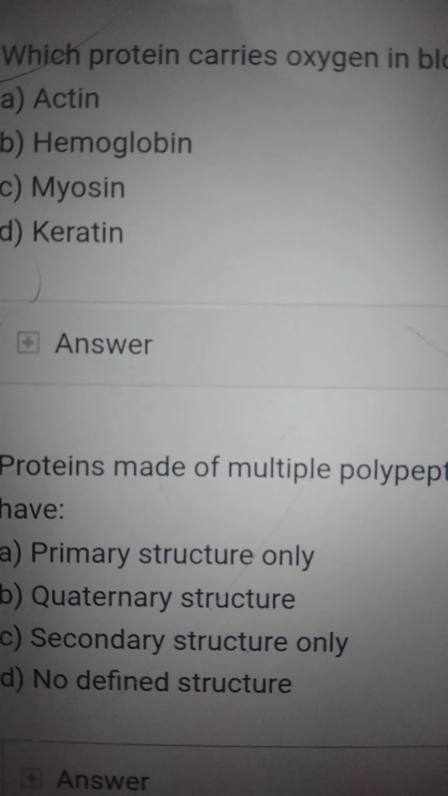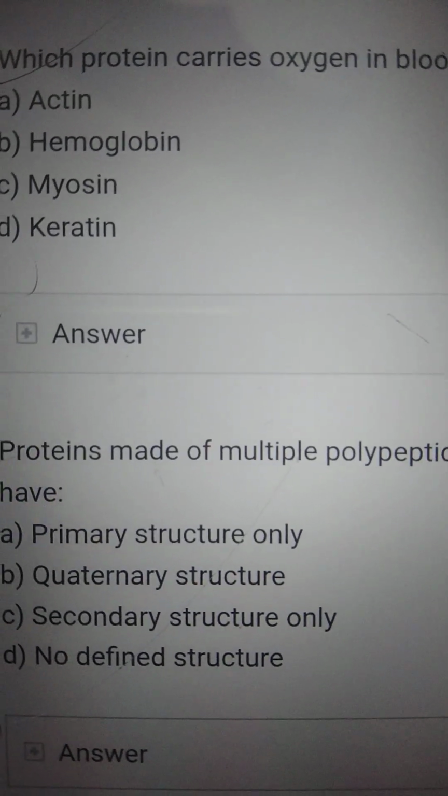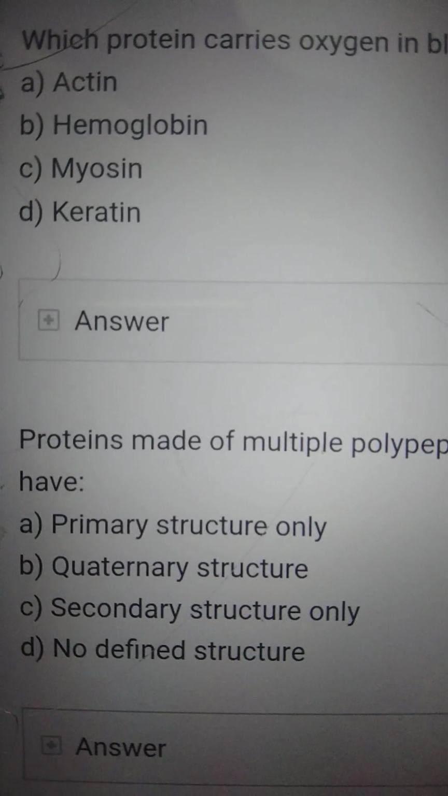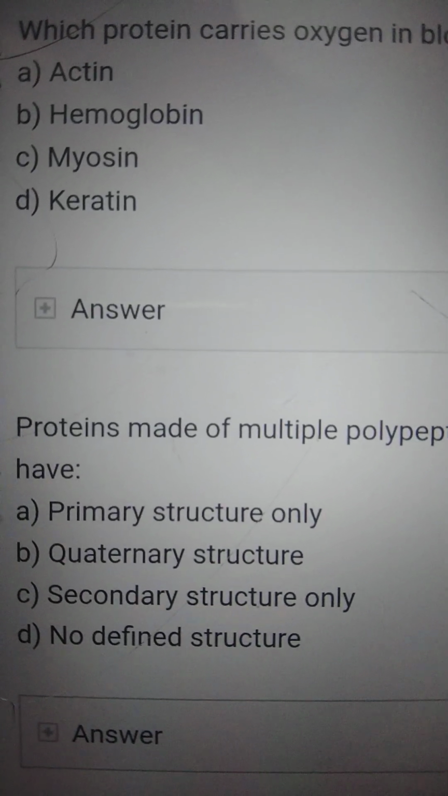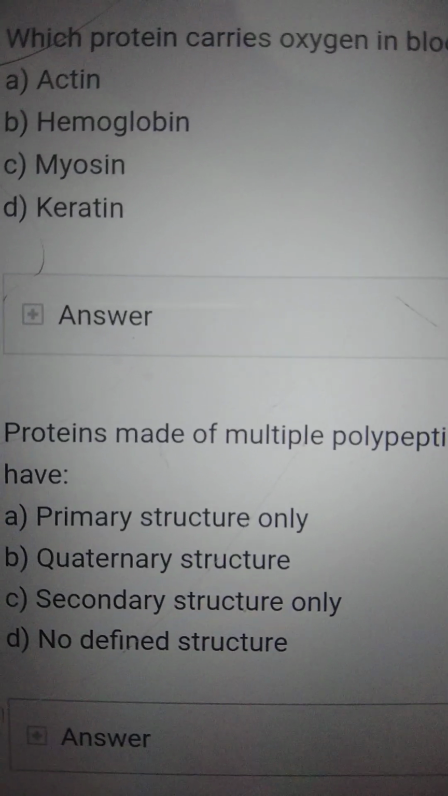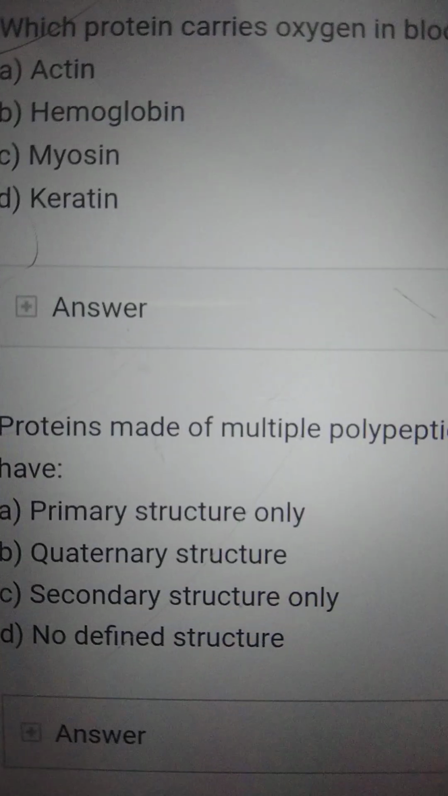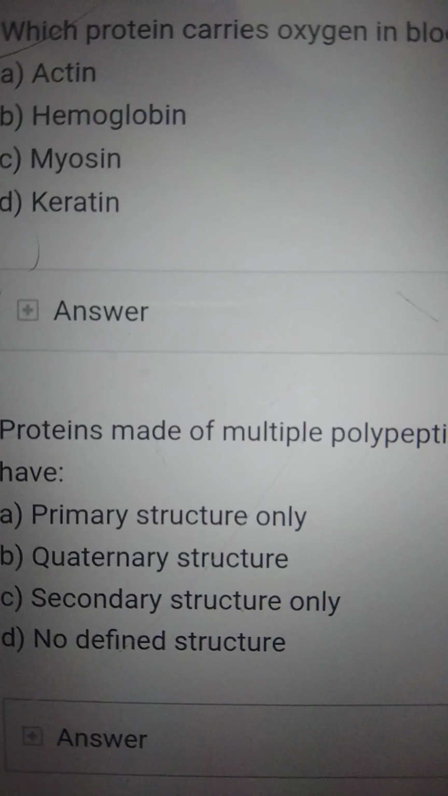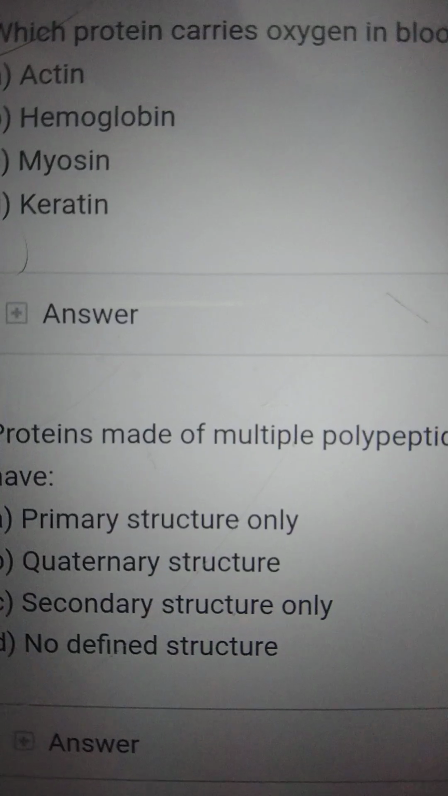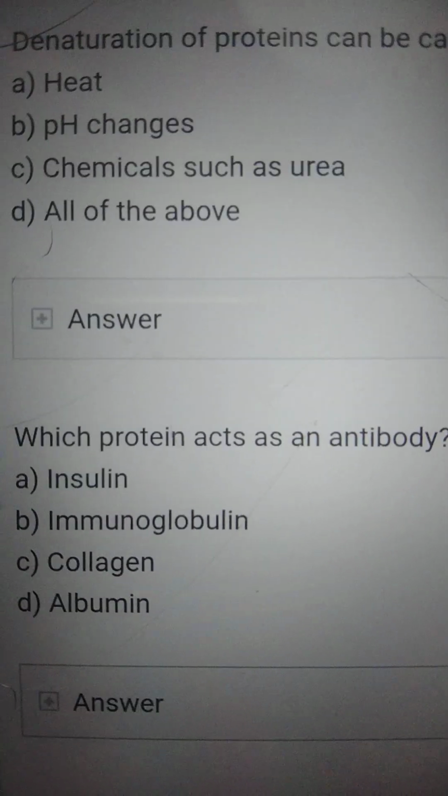Which protein carries oxygen in blood? Actin, hemoglobin, myosin, keratin. The correct answer is B, hemoglobin. Proteins are made up of multiple polypeptide chains. In which structure? Primary, quaternary, secondary, or non-quaternary?